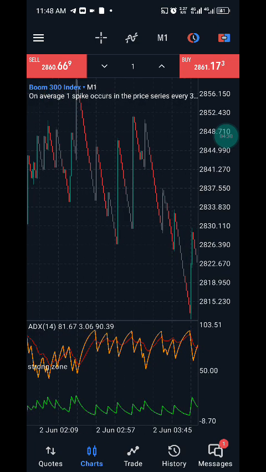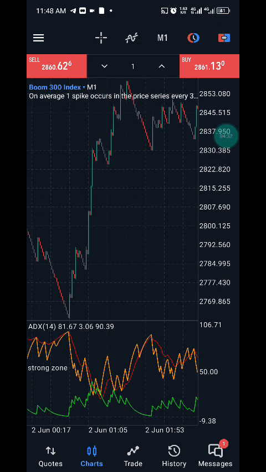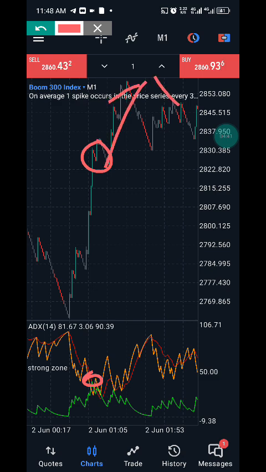So that is how this particular strategy works. You can easily make use of this strategy time to time. You can see we start our trade at this particular side, and what we can see next is boom.